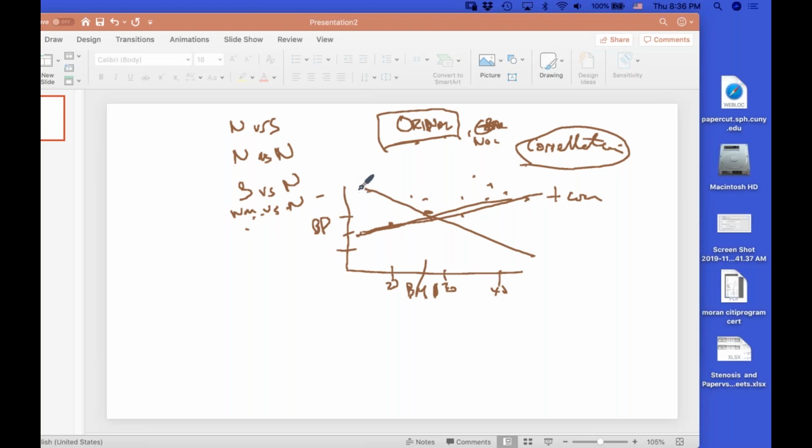If it goes down, in other words, if BMI goes up and it turns out the blood pressure goes down, that's called a negative correlation. And the slope of the line tells us whether it's positive or negative, right? This is a best fit line for all of those points. In other words, a line that best fits the points that we plotted.